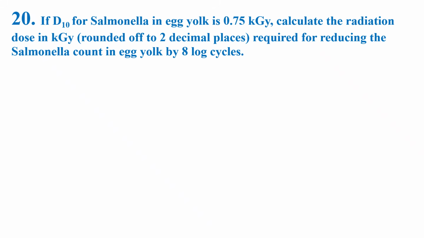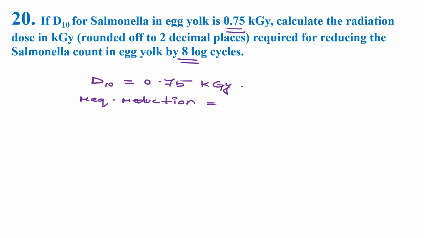D10 for salmonella in egg yolk is 0.75 kilogram. We have to calculate the radiation dose in kilogram, where the salmonella count in egg yolk is given to us as 8 log cycles. So first of all, D10 is 0.75 kilogram, and the required reduction is 8 log cycle.